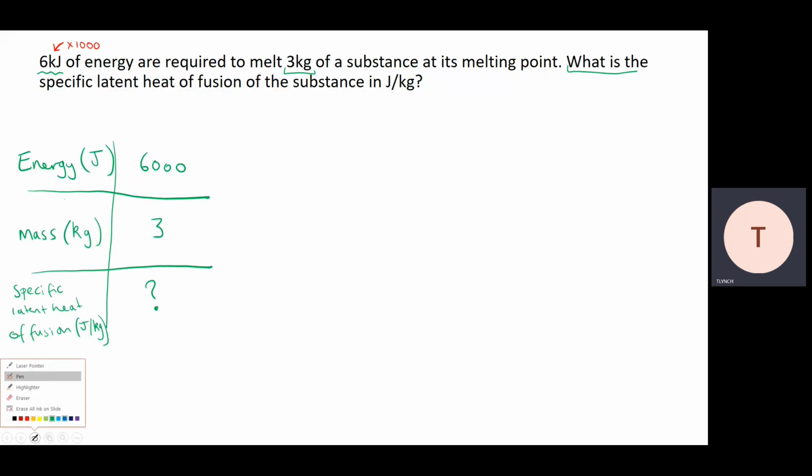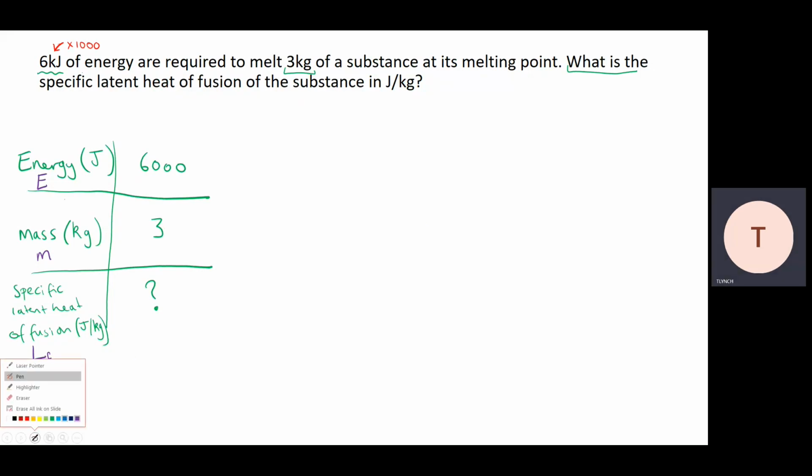We could have equally done this in terms of symbols instead. So we could have written a symbol E for energy, a symbol M for mass, and a symbol L for the specific latent heat. What I often do, if it's the specific latent heat of fusion specifically, is put a little subscript F down the bottom there to let me know it's fusion I'm looking for, rather than the specific latent heat of vaporization.